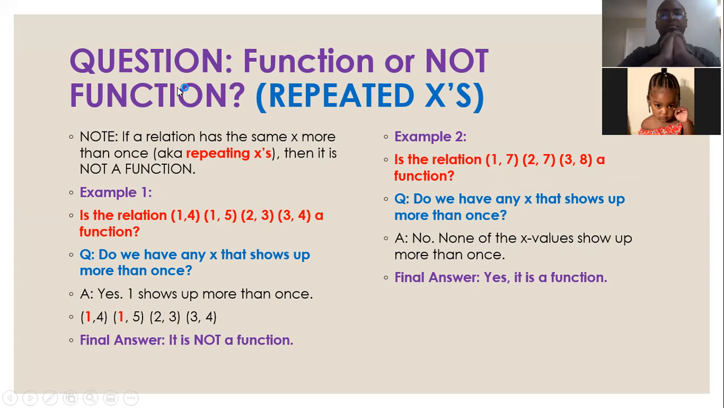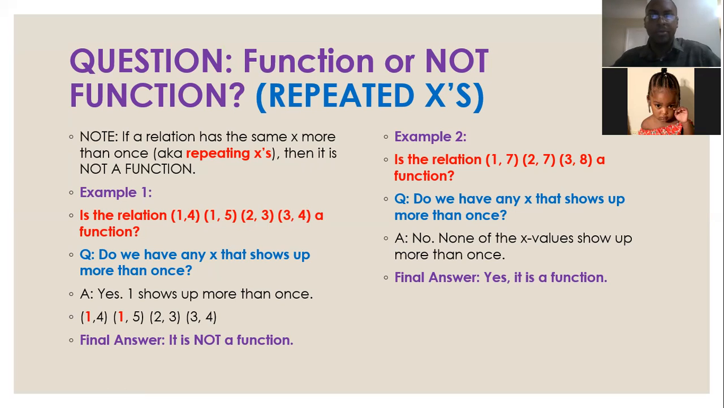So here's the question: is it a function or is it not a function? Let's look at the first example. Is the relation (1, 4), (1, 5), (2, 3), (3, 4) a function? The main question we're going to ask is, do we have any x's that show up more than once? Let's just look at it. That's an x, that's an x, that's an x, and that's an x: 1, 1, 2, 3.